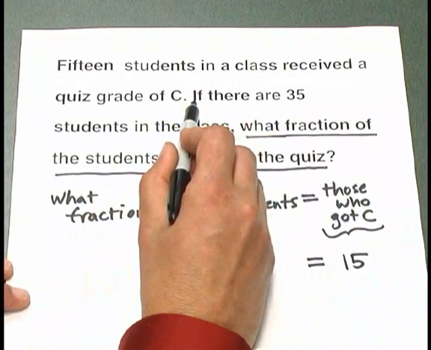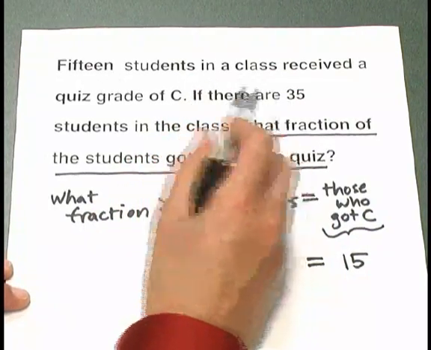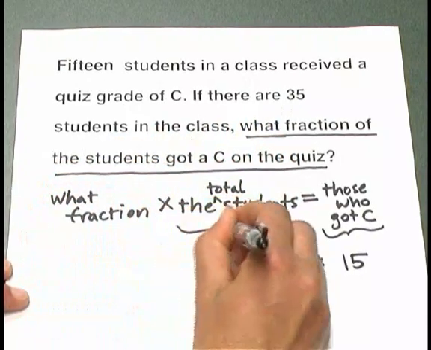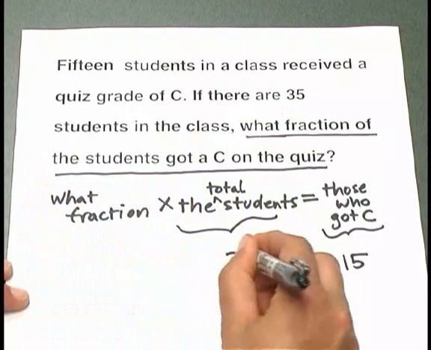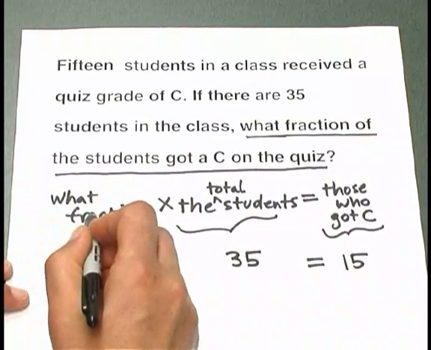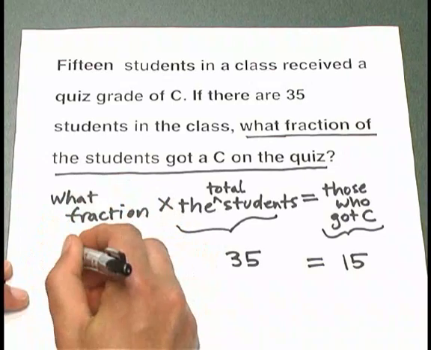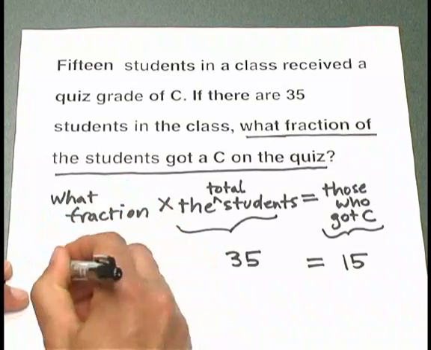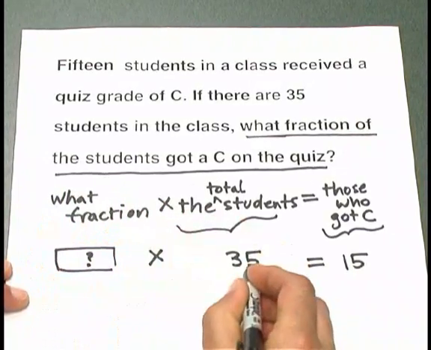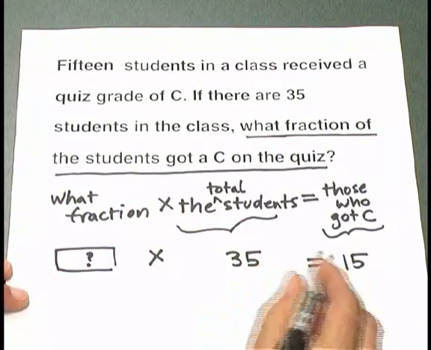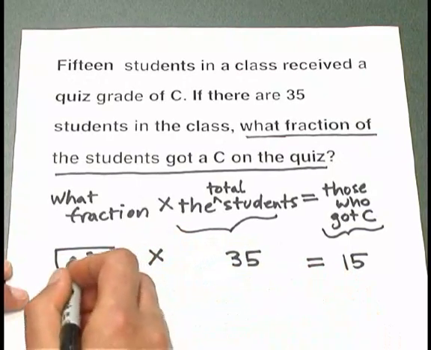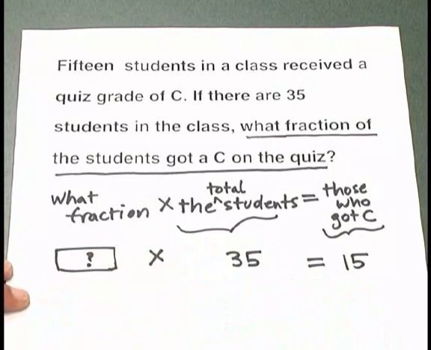The second sentence starts out, if there are 35 students in the class. 35, that's the total number of students in the class. I'll write that here. What fraction? Well, what is a question word? We're asking, what fraction goes here? What fraction times 35 equals 15? Here, the number we're trying to find goes in the box.